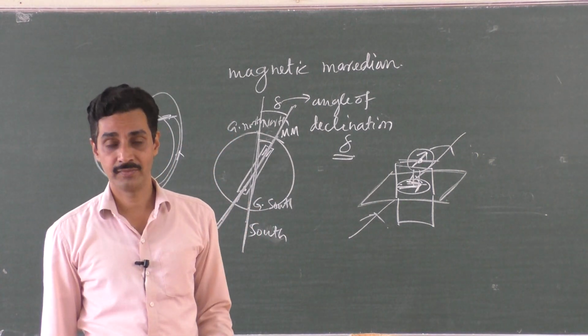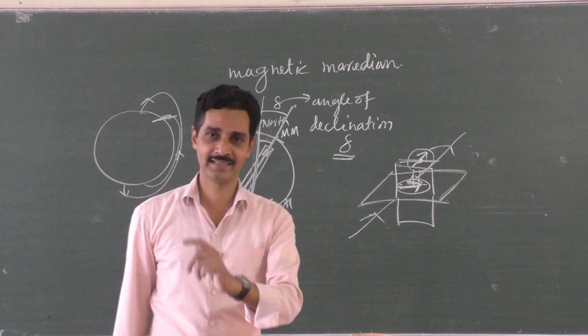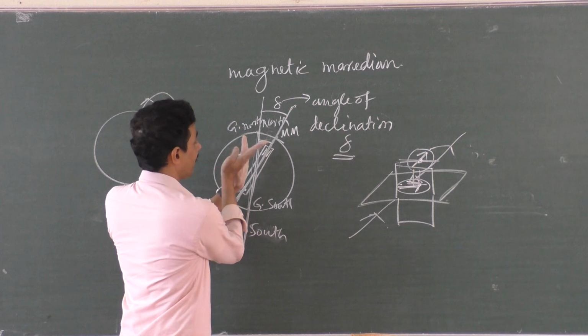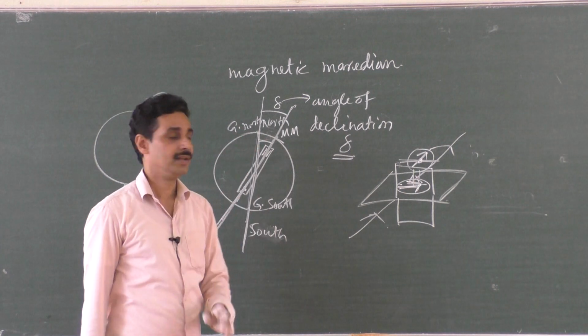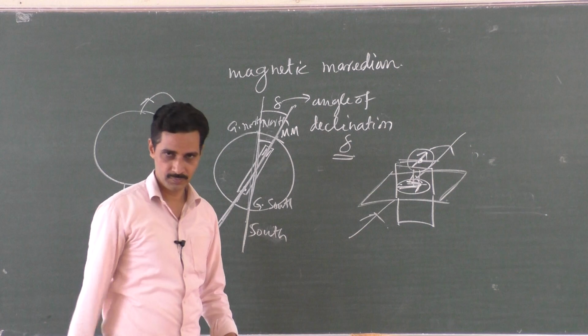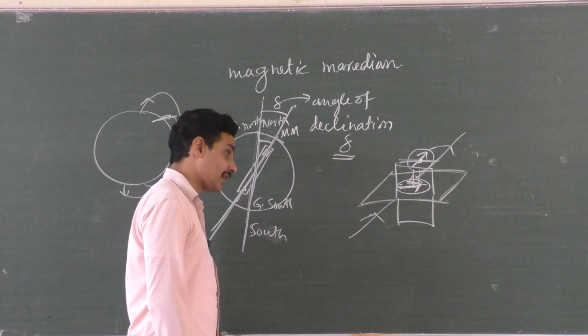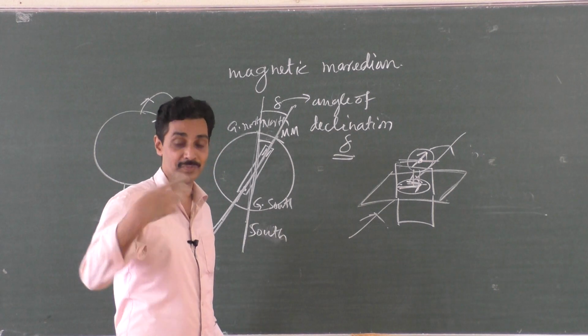What about declination? Will it be different at different places? Yes. You may be thinking that this angle between geographic and magnetic meridians is the same everywhere because it's a fixed plane. No. They make different angles at different places. Declination varies from place to place.